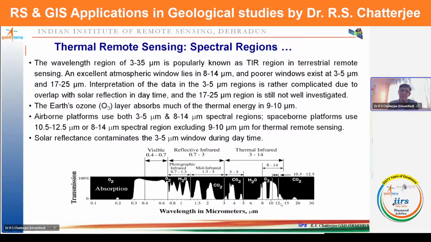not used much. But in 8 to 14, if you use a satellite, then at 9 to 10 micrometer, there is the ozone band that absorbs most of the radiation. So 9 to 10 we cannot use. So other than 9 to 10, in 8 to 14 micrometer we can use for thermal sensing. Generally we use 10.5 to 12.5. Okay. In 3 to 5, there are some solar reflectance contaminants, so that is why it is less used.